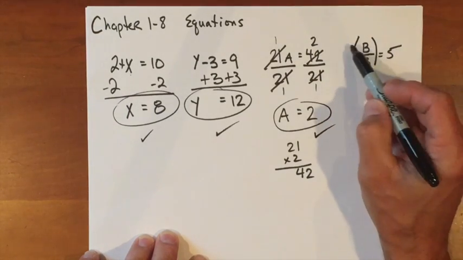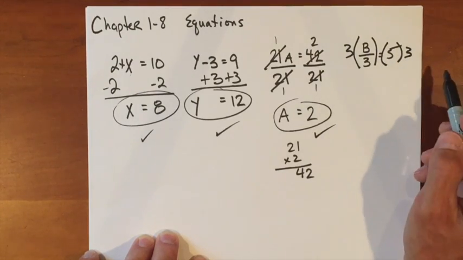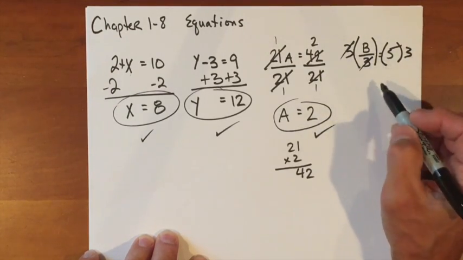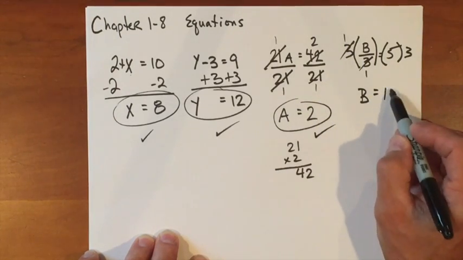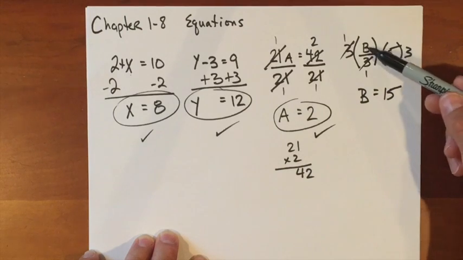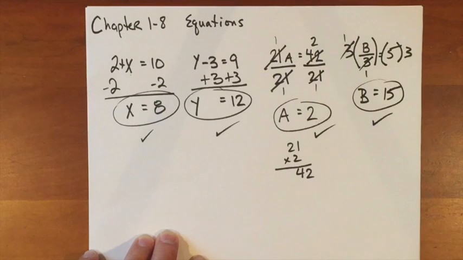And the last piece is division. To get rid of division, I'm going to use multiplication. We're dividing by 3, so I'm going to multiply both sides by 3. Once again, these 3's cancel. You can put the 1 there if you'd like. We have B equals 15. And 15 divided by 3 is in fact 5. So I think we're good.